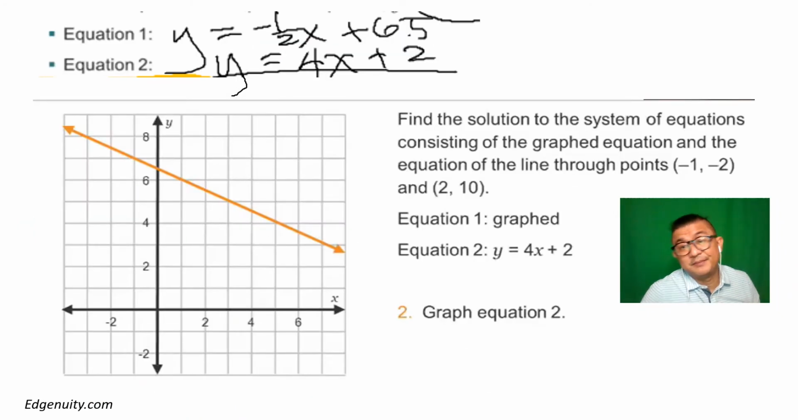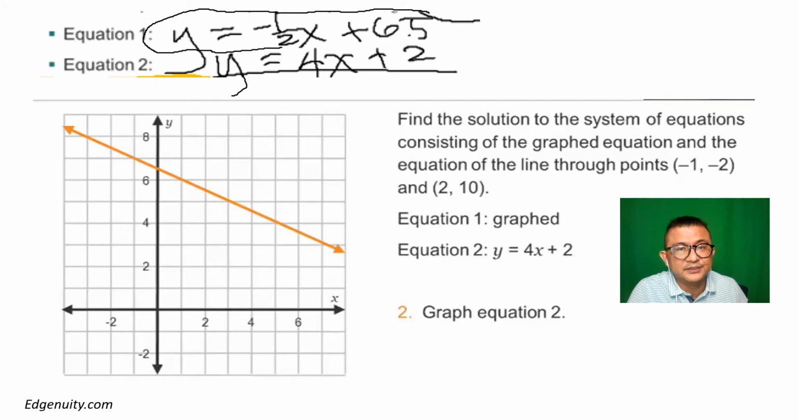All right, so remember the two equations. This is the first equation, the one in orange. The one in orange is already graphed for us. We started with 6.5, rise of -1, run of 2. There you go, rise of -1, run of 2. See that? They all match now. This is the first one graphed for us.